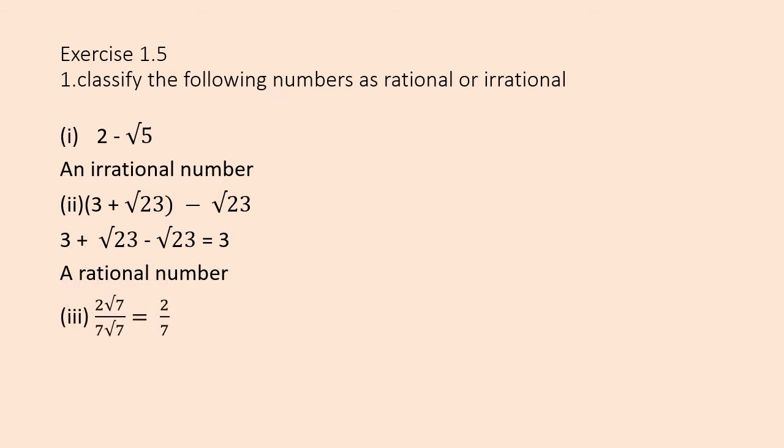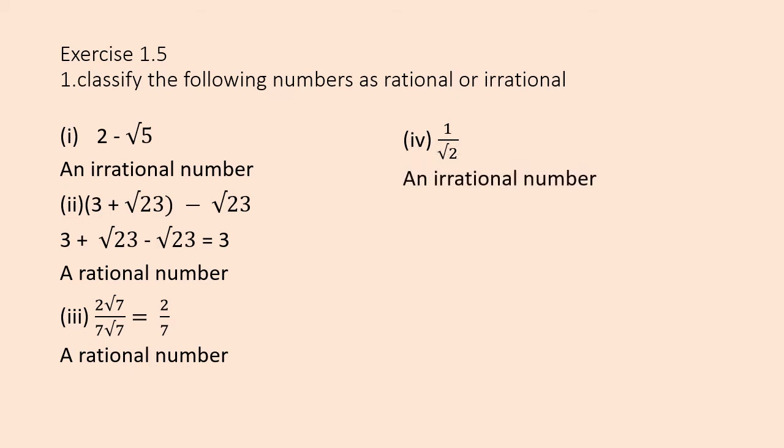Now question number 3, 2 root 7 upon 7 root 7. By cancelling the common factor, that is root 7, in the numerator and denominator, you are getting it as 2 upon 7. 2 upon 7 is a rational number. Now moving to question number 4, 1 upon root 2. The quotient of a rational number and an irrational number is always an irrational number. So 1 upon root 2 is an irrational number.